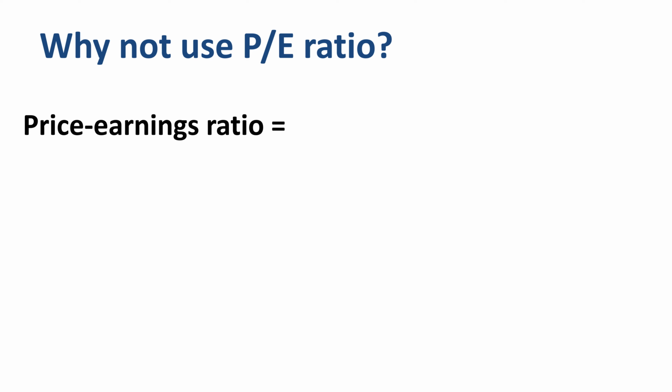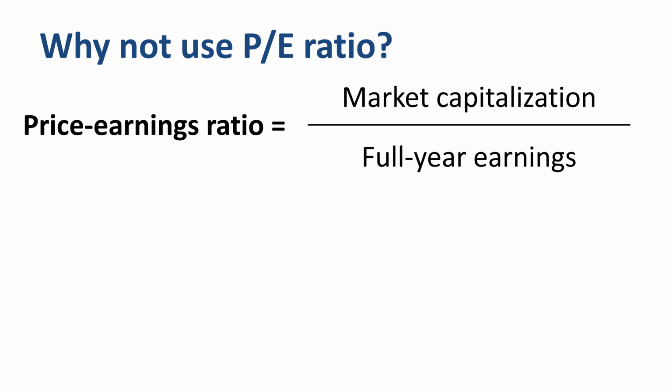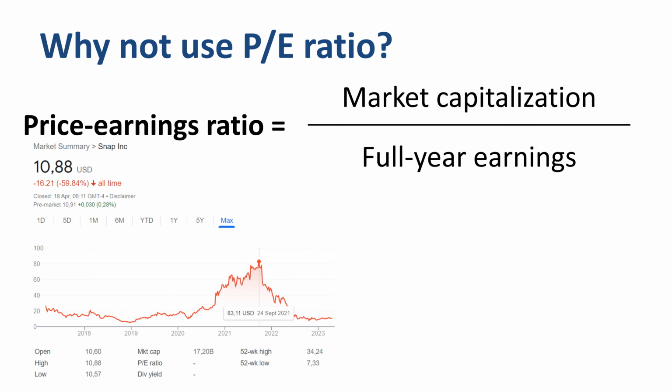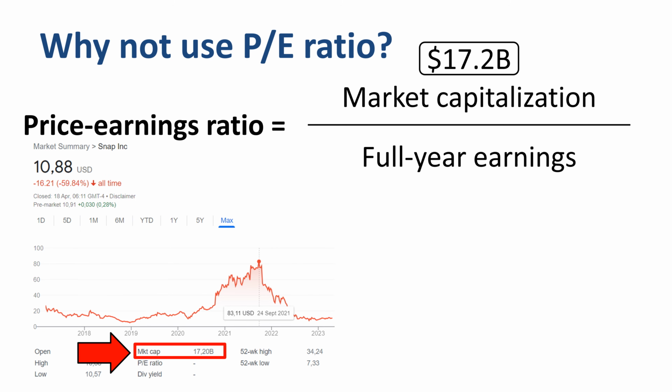Why would an investor look at the price to sales ratio rather than the price earnings ratio? Wouldn't the price earnings ratio give you a more complete picture, as it includes information on the company's margins and not just its sales? Well, let's try to calculate the price earnings ratio for Snap Inc. The price earnings ratio also takes market capitalization as the numerator, so the same $17.2 billion we retrieved earlier.